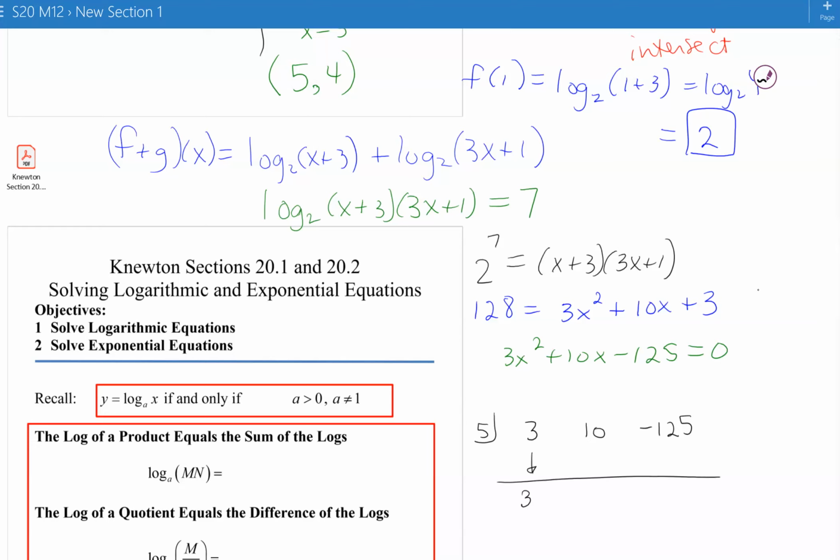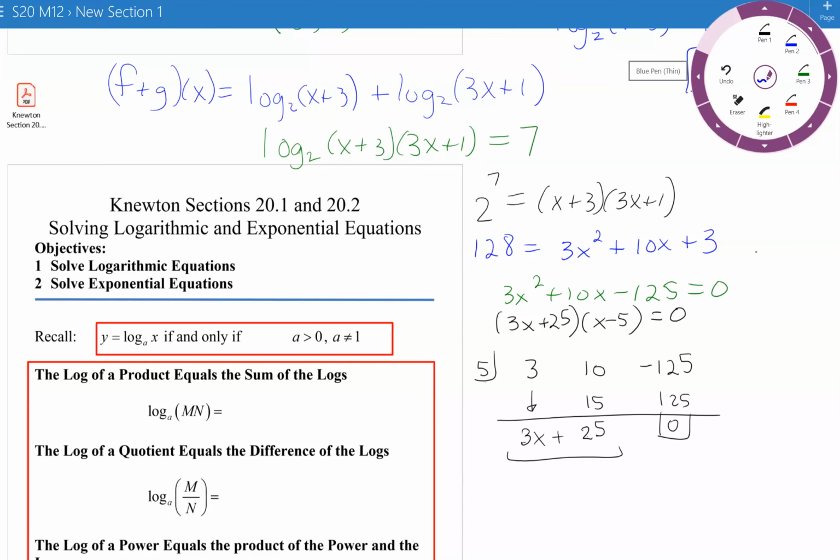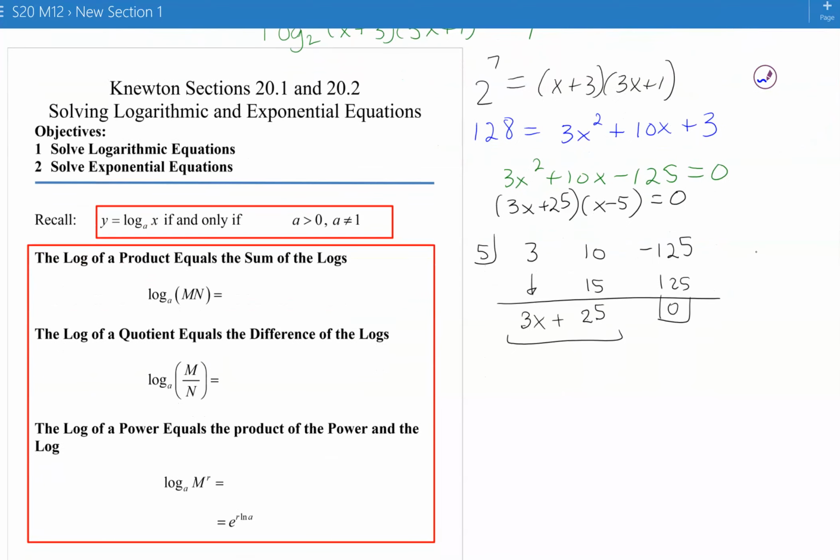So I'm going to have 3. 5 times 3 is 15 and add 25. 5 times 25 is 125 and add, and I get 0. So that means x minus 5 is one of my factors. And then I know the other factor has to have a 3x, and then it's plus a 25, because here's my other factor, right? So this would be a bad test problem because it would take a long time to try and find that 5. I've just done the problem before. So I have 3x plus 25 equals 0 or x minus 5 equals 0.